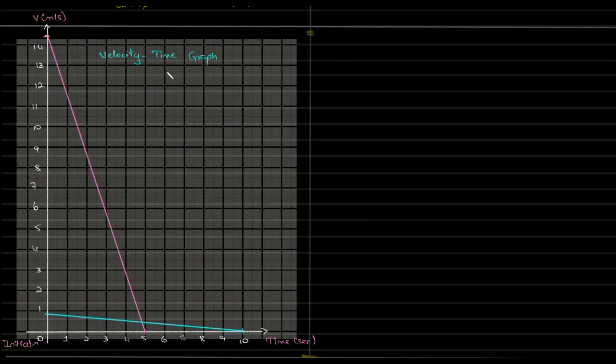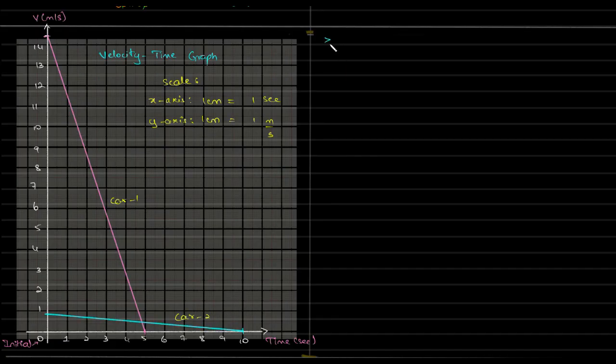Scale is along the x-axis. For every centimeter, we're looking at 1 second. Y-axis, for every centimeter, we're looking at 1 meter per second. So title, scale, these things, and this is car 1, and that's car 2. This is a complete graph.